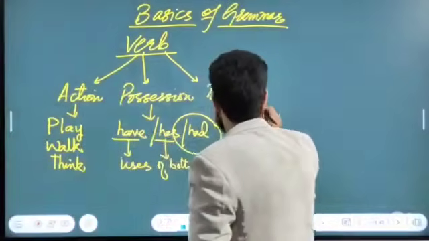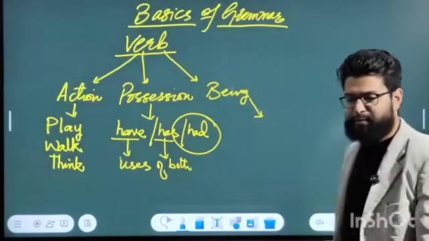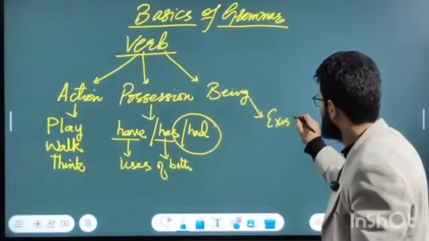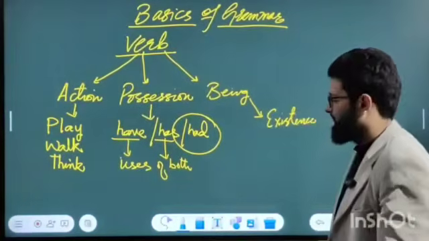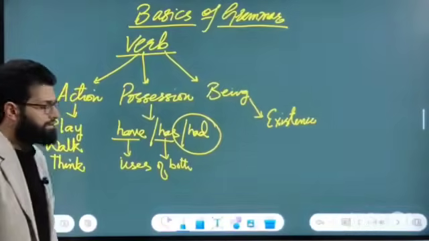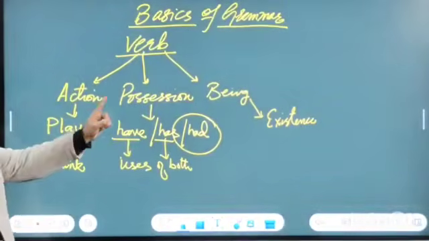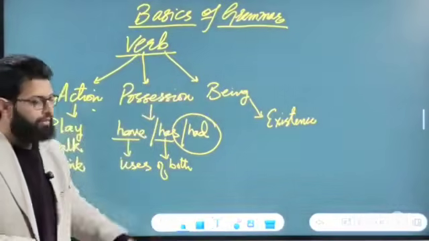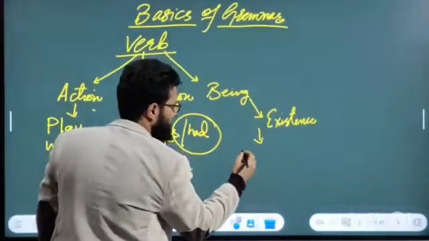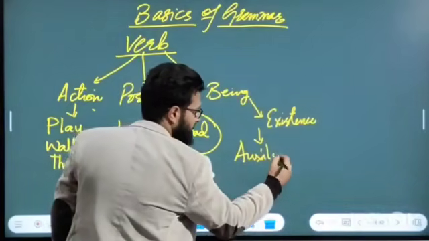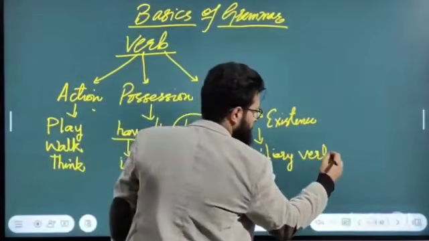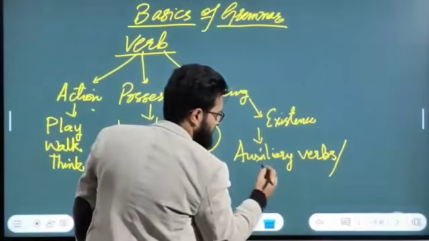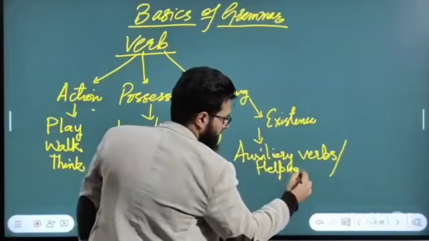The third one is being. How can you define being? Existence. Yes, existence. Being shows us existence. Okay? Any word which shows us action is verb, possession is verb, and being is verb. What comes into this category? All of the auxiliary verbs. Can you give me another name for auxiliary verbs? Helping. Very good. Helping verbs.